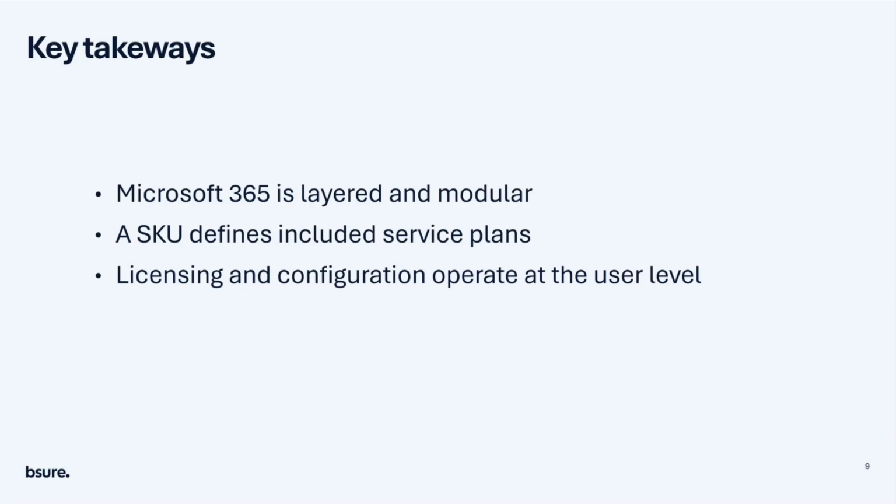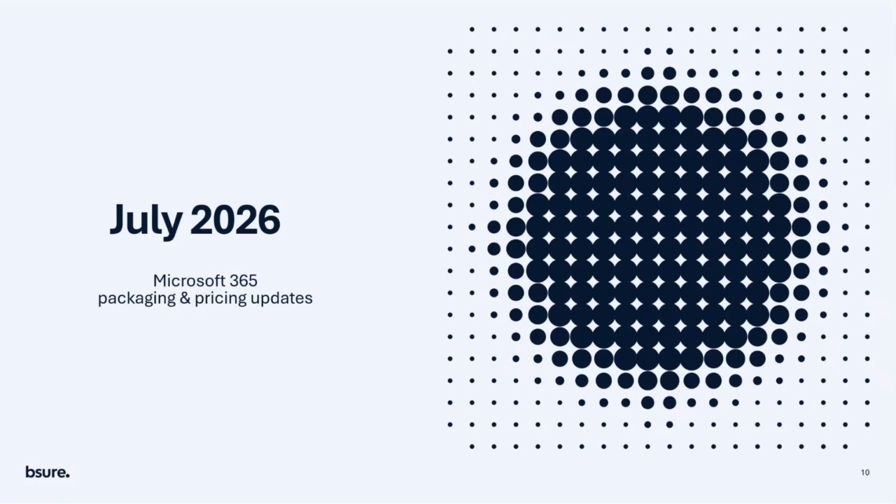So we looked at Microsoft 365 being a layered and modular product. It's not flat. We looked at how a SKU consists of service plans, and we also touched on that licensing and configuration operate at the user level. So, quickly ahead to the next topic, which is the upcoming price changes from Microsoft.